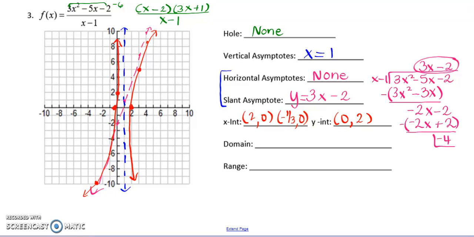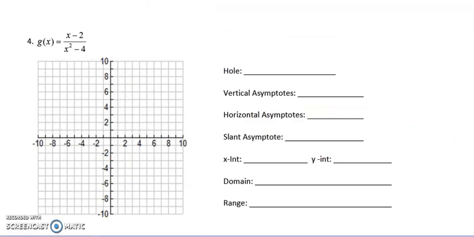So domain, we don't have any holes that we're skipping, but we do skip that vertical asymptote. So we're going from negative infinity to 1, union 1 to positive infinity. Now for the range, we don't have a hole that we're skipping. We also are going to extend up and down in either direction. So with that slant asymptote, it doesn't affect those y values. So we have all real numbers. So let's go to the next page and let's graph this next one.